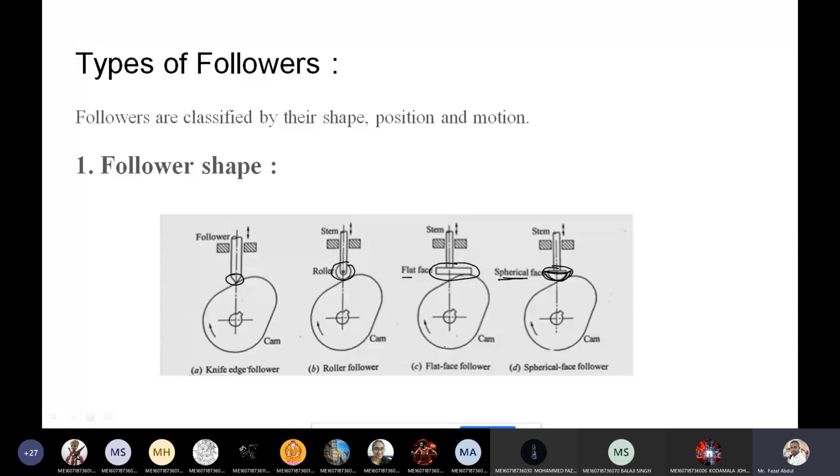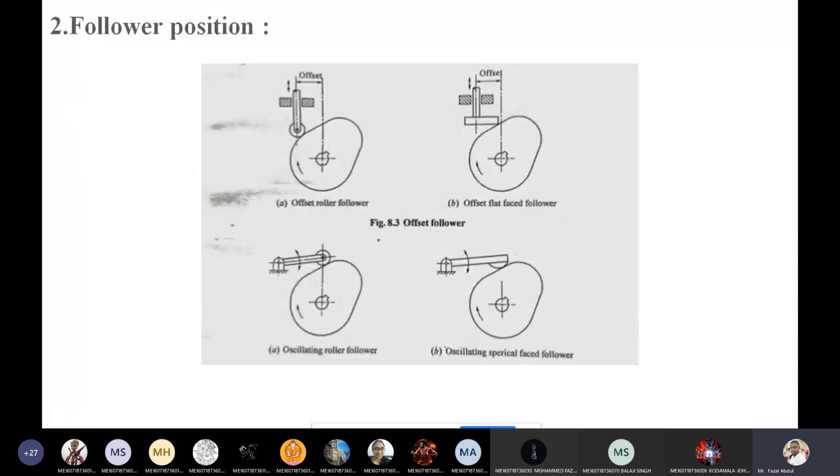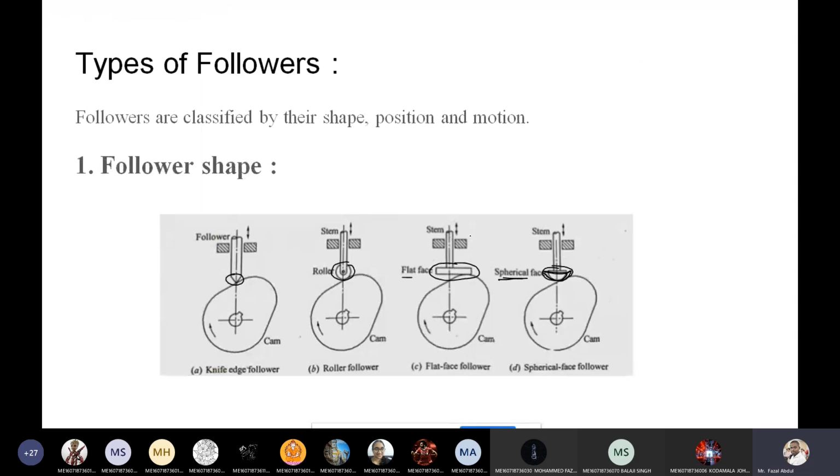Okay, based on the positions. Positions are offset and inline. Inline means the axis of the follower and cam axis both should coincide. That is known as inline. Here in the diagram it is not appearing as offset, so you can find the inline here. Whatever diagrams are appearing here, all are inline.